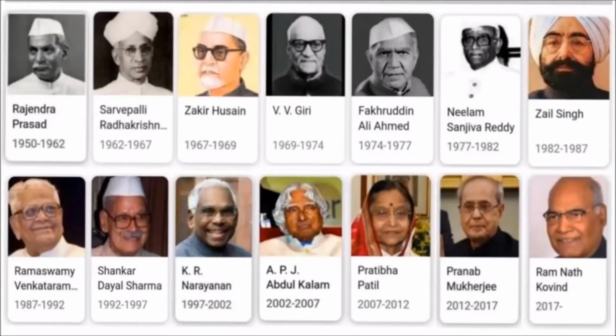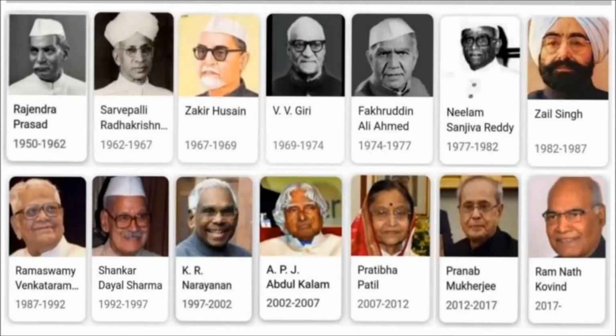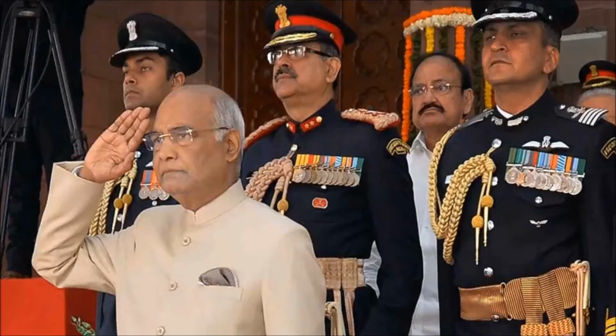In this session, we are going to learn about the Union Executive, which consists of the President, Prime Minister and his Council of Ministers. President. Article 52 of our Indian Constitution has created the post of the President. The Indian President is the constitutional head of the country, the first citizen, the head of the executive and also the commander-in-chief of all the three armed forces, which means Army, Navy and Air Force.